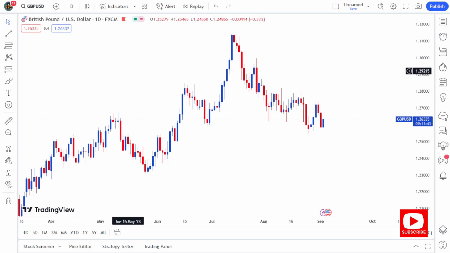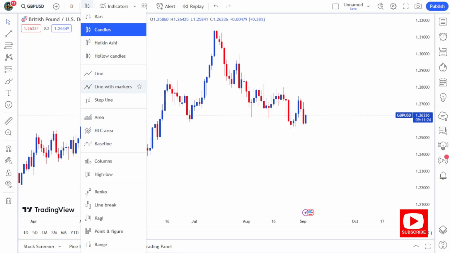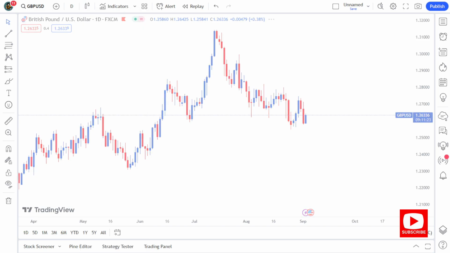Now the first technical tool that we are going to use is the Heiken Ashi candles. To get the Heiken Ashi candles on TradingView, simply click this candle bar that's beside the daily and the indicators tab. Then we will be able to see the Heiken Ashi candles.